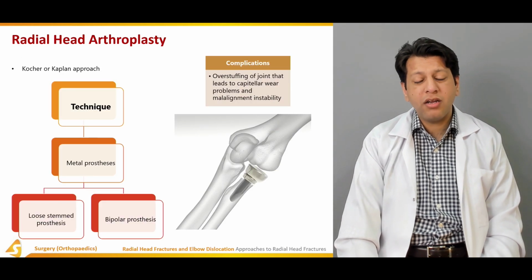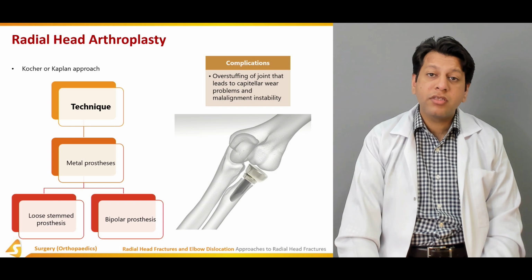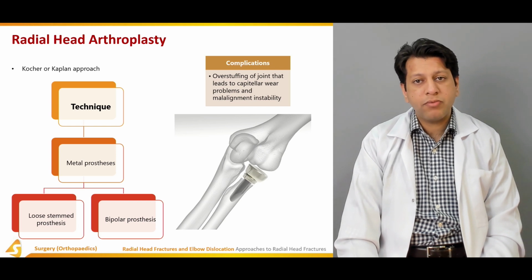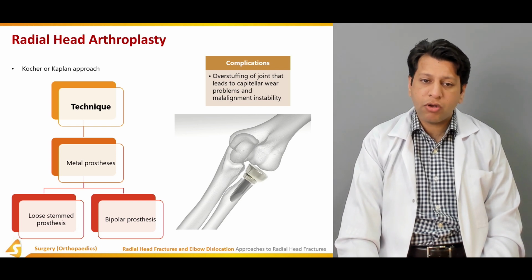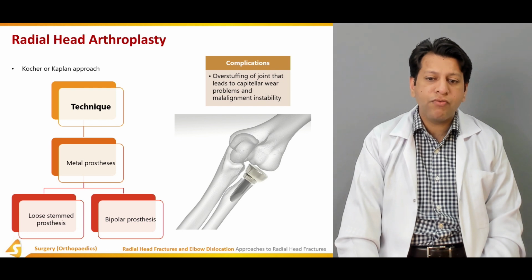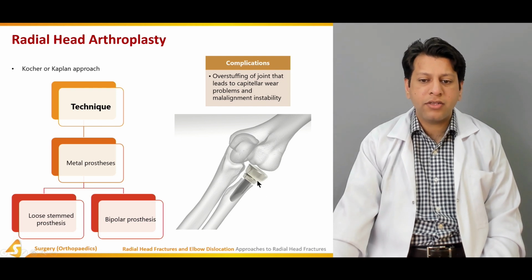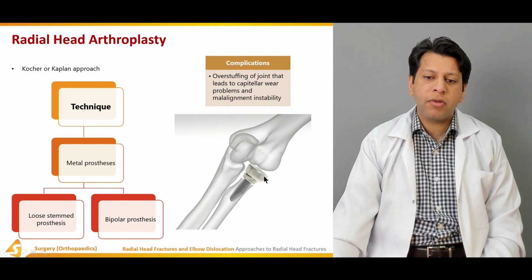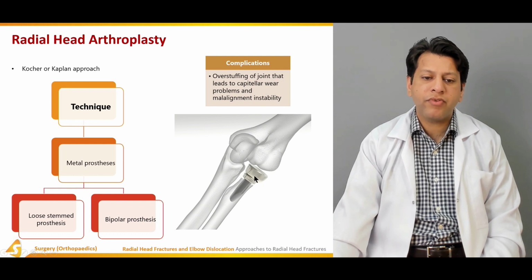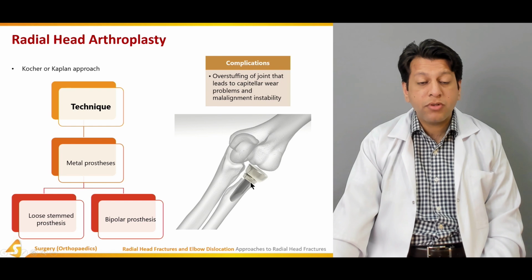Now coming to the radial head arthroplasty. If you have done the radial head arthroplasty, whether we use a Kaplan approach or a Kocher approach, then most of the time the radial head excision is first done, and that is replaced by a metal prosthesis in the form of a radial head. Now, there are two types available, mainly the loose stem prosthesis, and the other is a bipolar prosthesis.